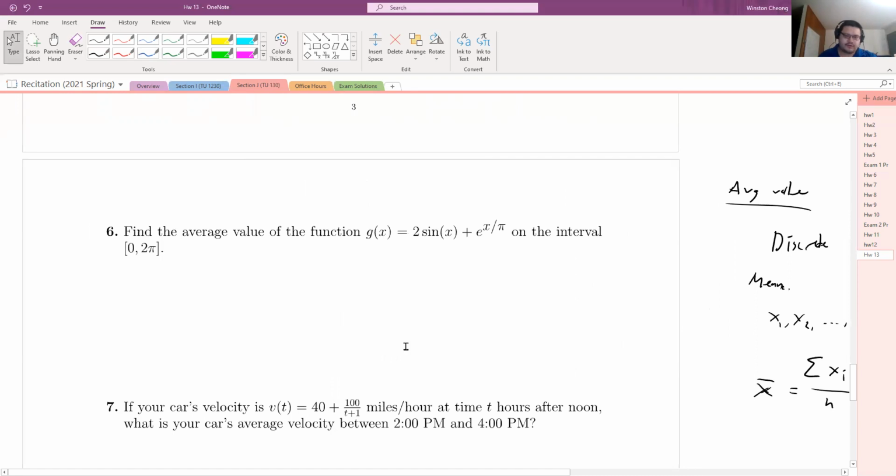We're going to be using it for part 6. We want to find the average value of this function g on the interval from 0 to 2 pi. By that formula, you have to divide by the length that you're integrating over. You integrate over that length. And what are you integrating? You're integrating the function that you're trying to take the average value of, plus e to the x over pi dx. So this will calculate the average value. And we just go ahead and compute this integral now.